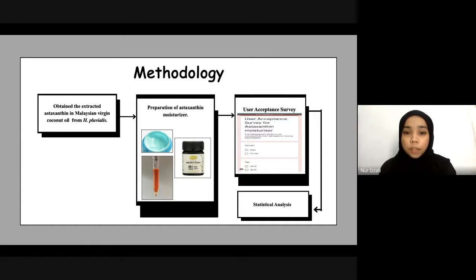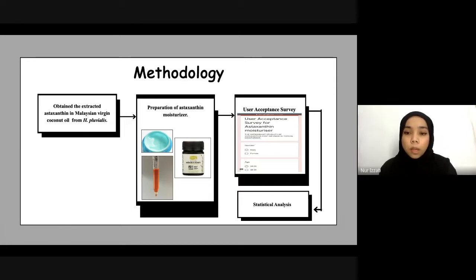So this is the flowchart of the methodology. The first step was the astaxanthin extracted in Malaysian virgin coconut oil from H. pluvialis, which was obtained from the microalgae research laboratory. The second step was the preparation of the astaxanthin moisturizer. This moisturizer was developed by mixing three ingredients: Neutrogena gel moisturizer, astaxanthin, and honey. 15 samples were developed with different ratios and formulations by using Box-Behnken code.